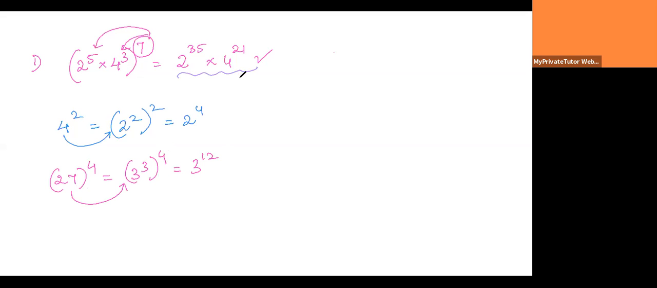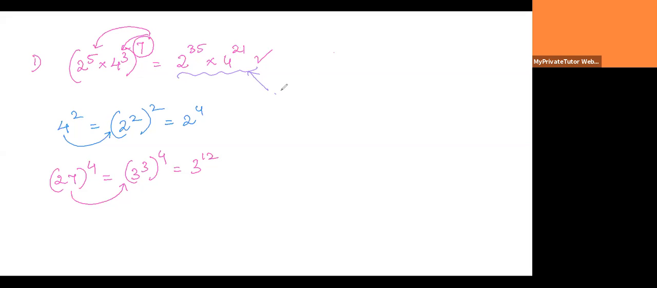Because we can't leave this answer as it is. The first question, the one which I have written at the top, is not the simplified or final answer. The reason is we have a 4 and we have a 2 as a base, which means we can change to the same base, which is nothing but this 4.